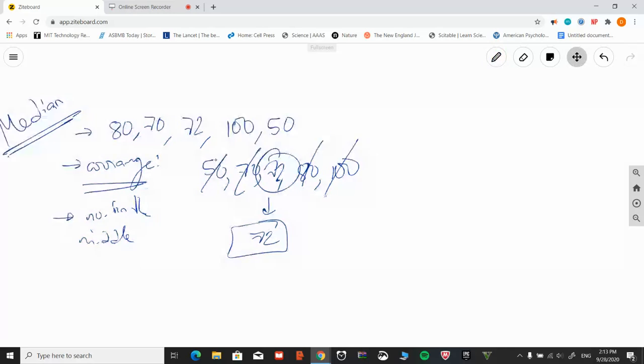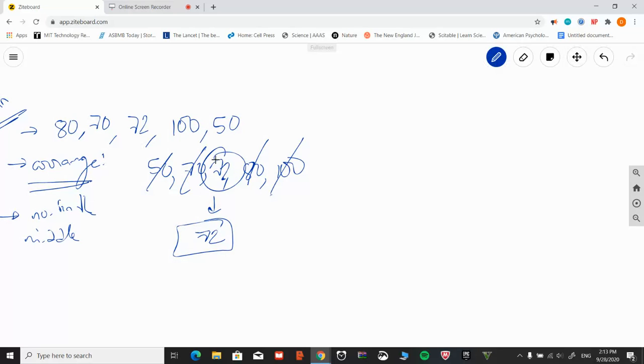But what happens when we have an even number of values? Well, when we have an even number of values, what we do is, again, 80, 70, 72, let's say we put a disastrous number, let's say 15, 100, and then 50. We have 6 values here instead of 5. What we do first is, again, organize them in ascending order.